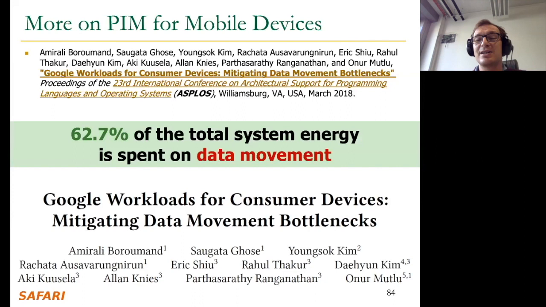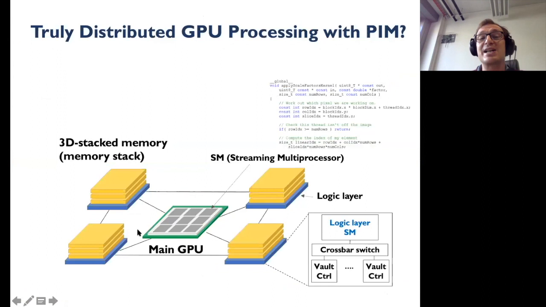I'm going to cover a little bit more of these functional offloading examples, until we get to the PIM-enabled instructions, and then we're going to stop over here. There are many other examples of functional offloading. You can do this in GPUs. For example, you can have a main GPU connected to these cubes, called multi-chip modules, and in each of these you can have a simple GPU to do near data processing.